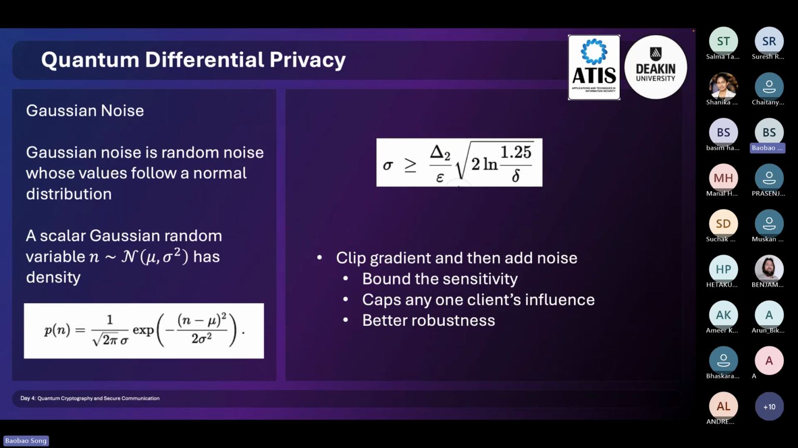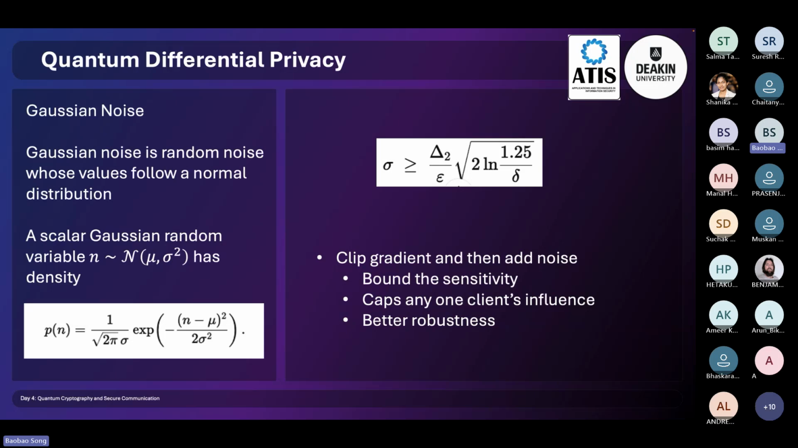So we can also provide the privacy based on the external noise. We can add some extra noise to provide more privacy protection for the quantum machine learning, quantum federated learning model. So one of the methods is the Gauss noise. We call it the Gauss mechanism.